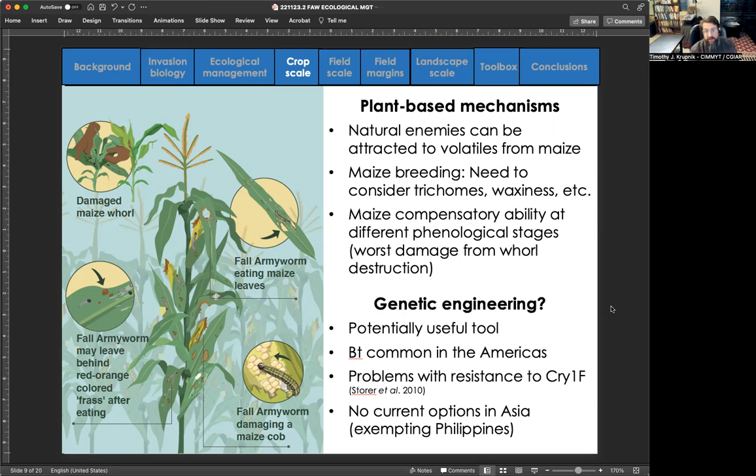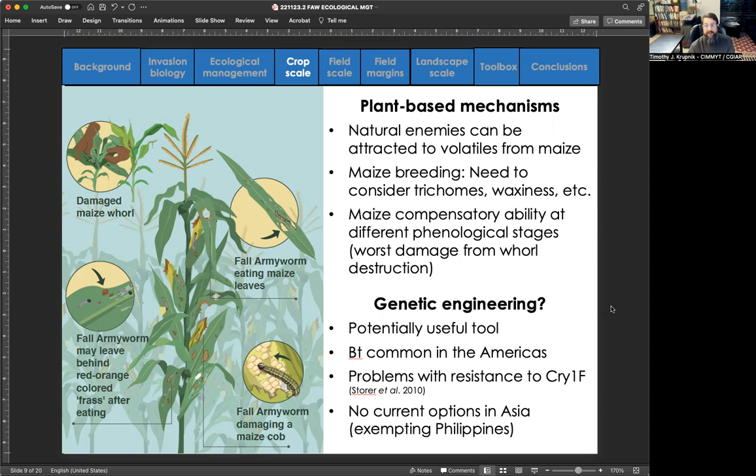It's also important to note that maize as a plant has a compensation ability. Really, maize as a grass will be able to come back from quite considerable amounts of damage that are inflicted upon it at the younger vegetative stage. But it's really damage within the whorl in the center of the maize plant that can be a significant problem with respect to fall armyworm.